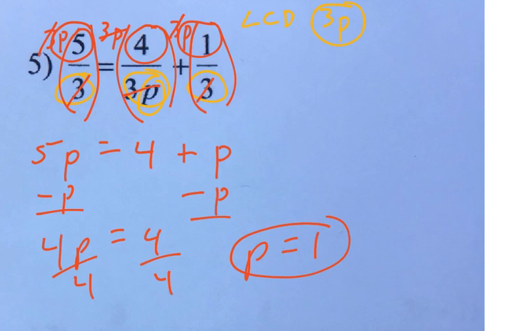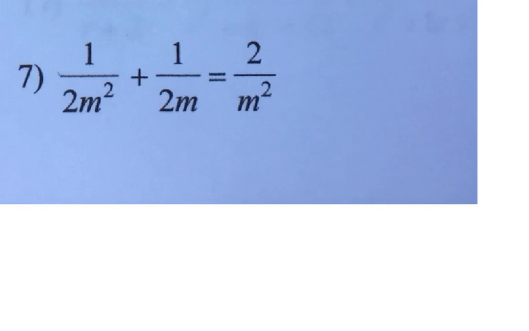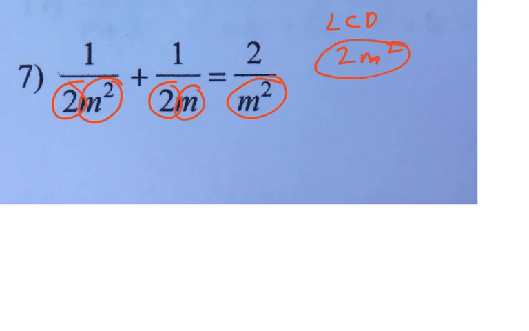So let's try it again. On this one, notice how these two have a 2 in them. So we call this our least common denominator, so we have a 2. This one has an m squared. This one has an m, which is part of m squared. And this one has an m squared. So 2m squared is my LCD. So I'm going to times by 2m squared.